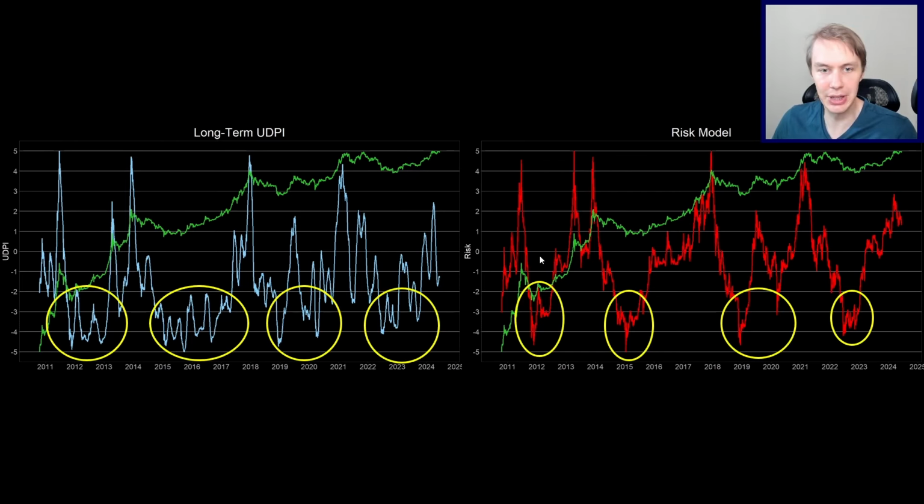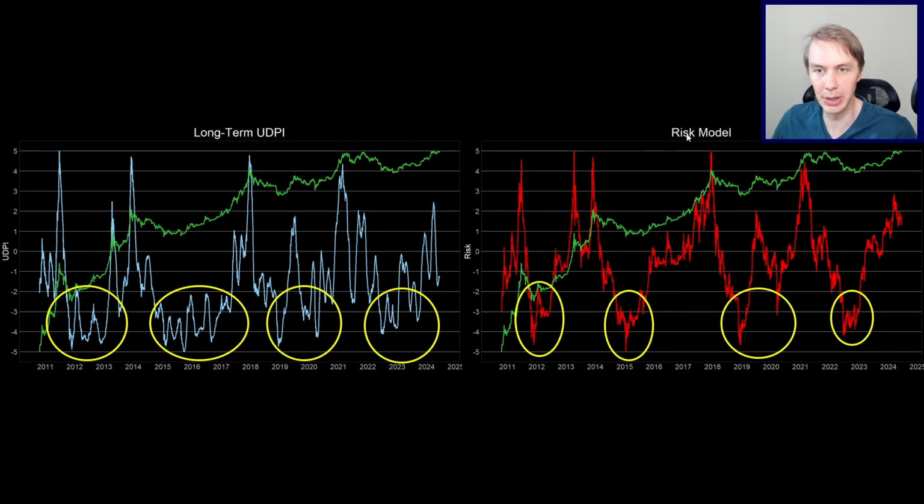So one of the first things that you'll notice when you look at these models is that they behave differently at bottoms or in the lows of bear markets than going into early bull markets. You'll notice on the long-term UDPI over here, it stays low risk for a long time at the beginning of bull markets. It gets low risk at the bottom of the bear market and then stays that way throughout the early part of the bull market. And it does that consistently throughout the different cycles.